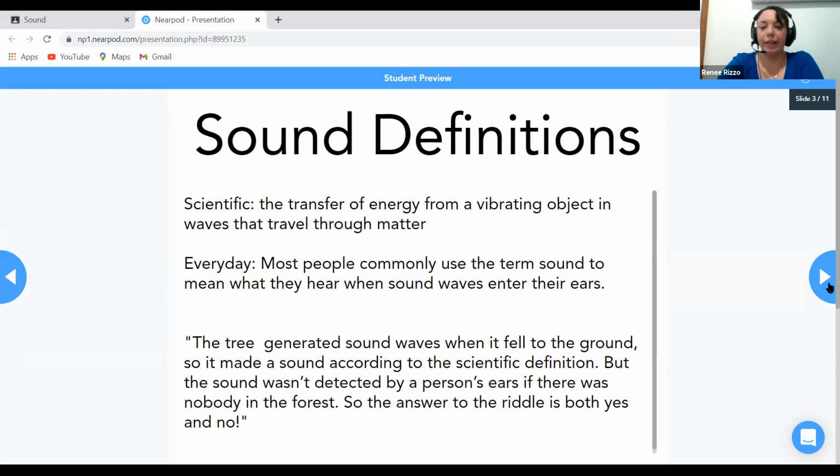Quoted directly from the original lesson: the tree generated sound waves when it fell to the ground, so it made a sound according to the scientific definition. But the sound wasn't detected by a person's ears if there was nobody in the forest. So the answer to the riddle is both yes and no.